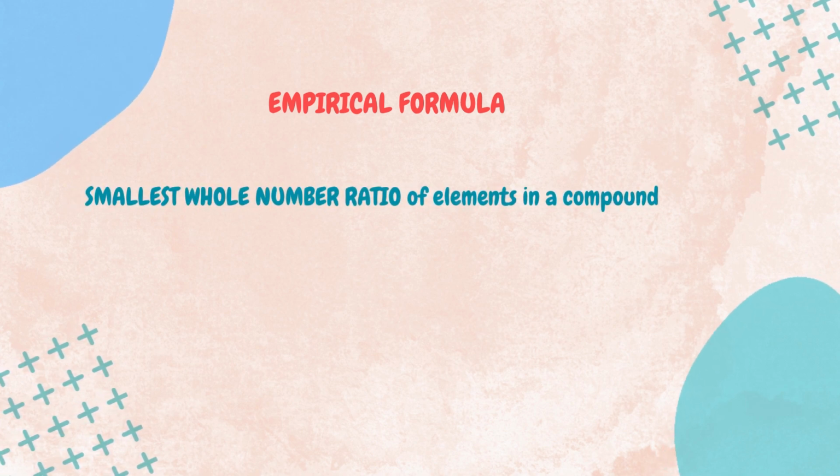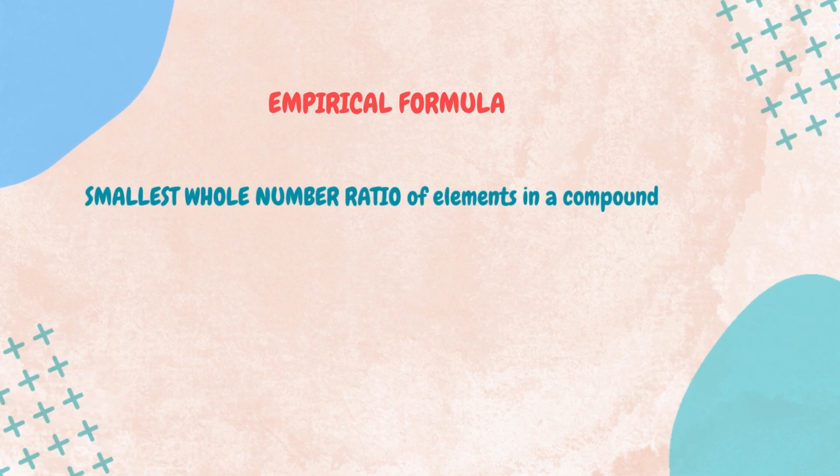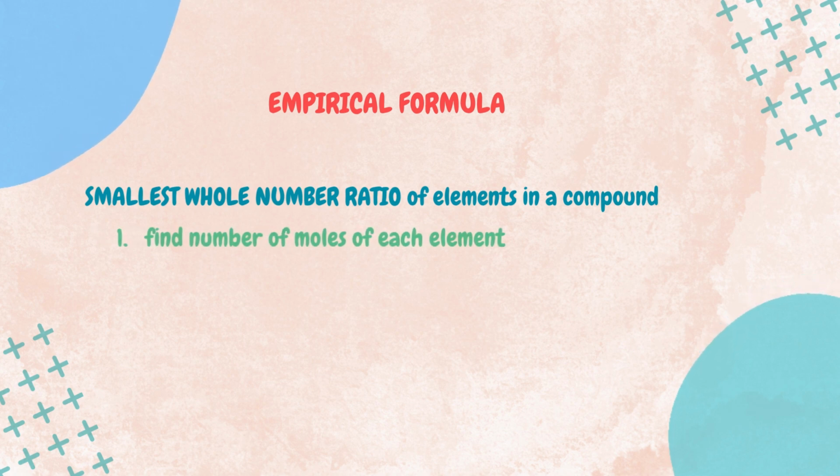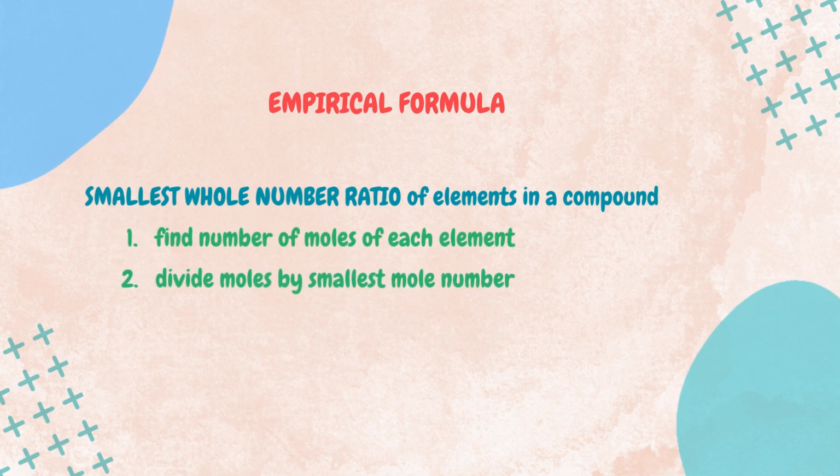To recap, an empirical formula is a chemical formula that gives the smallest whole number ratio of elements in a compound. To find the empirical formula from the mass data, first, find the number of moles of each element. Then, divide the moles by the smallest mole number.